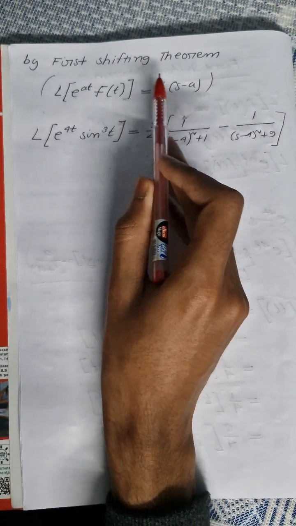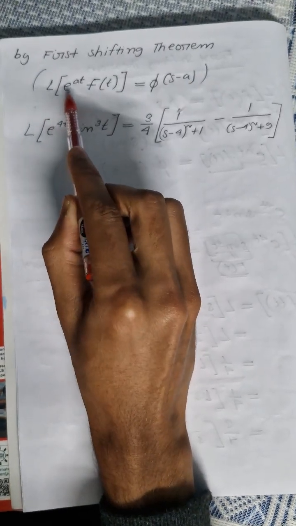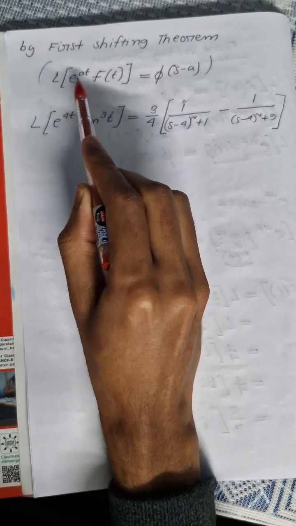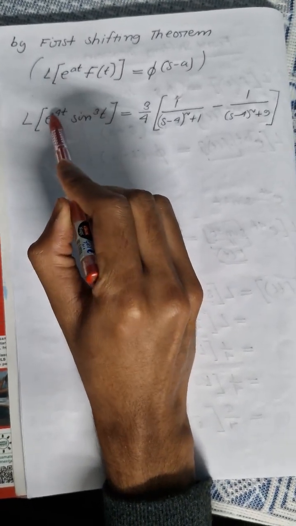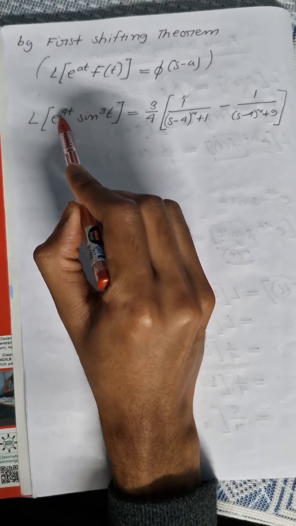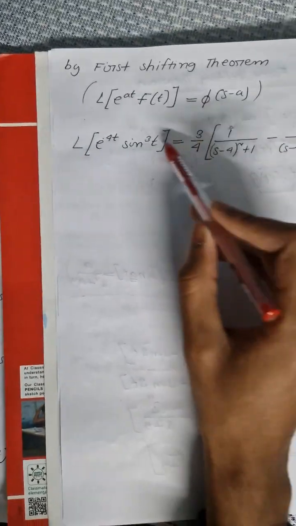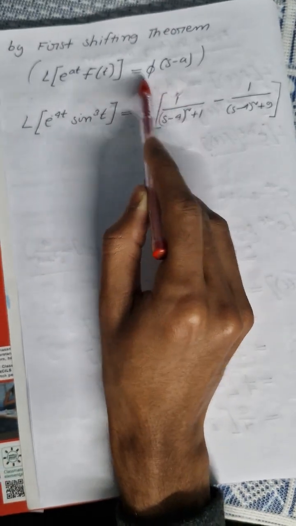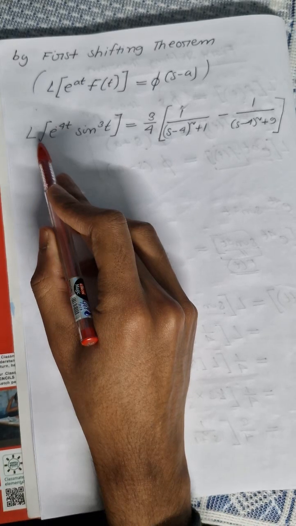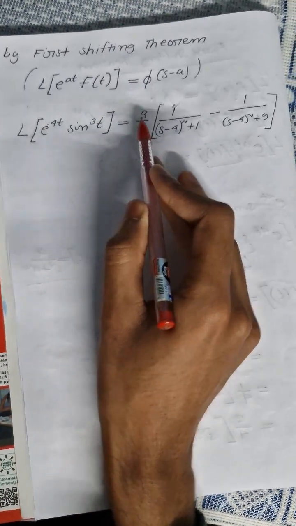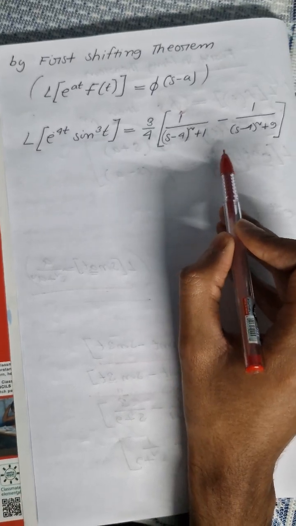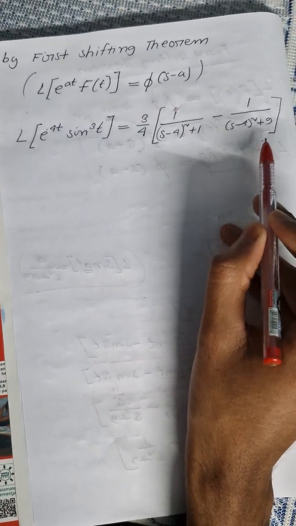Now by the first shifting theorem, Laplace of e to the power at f(t) equals phi(s minus a). In this case it is e to the power at, because in the question there is no negative sign; it is e to the power 4t, not minus 4t. So by the first shifting theorem, Laplace of e to the power 4t sine cube t becomes 3 by 4 into (1 by (s minus 4) square plus 1 minus 1 by (s minus 4) square plus 9).